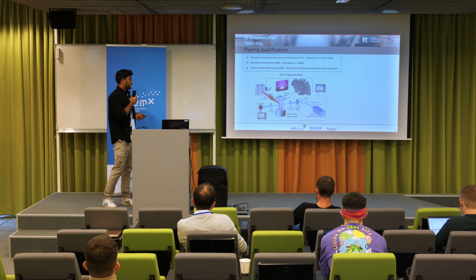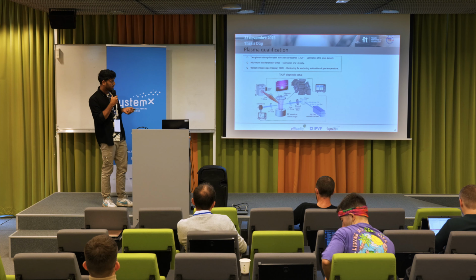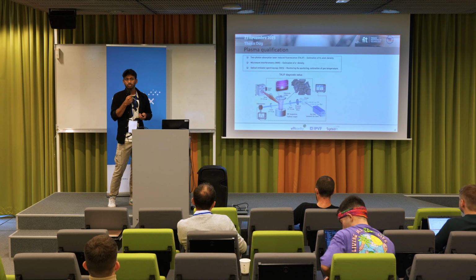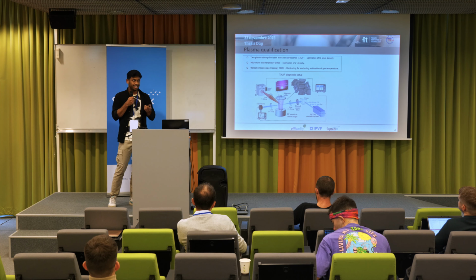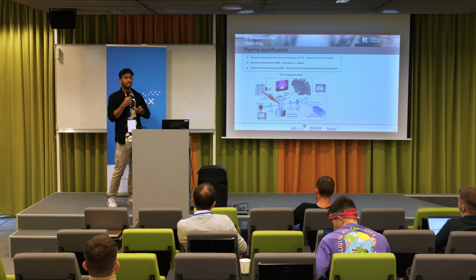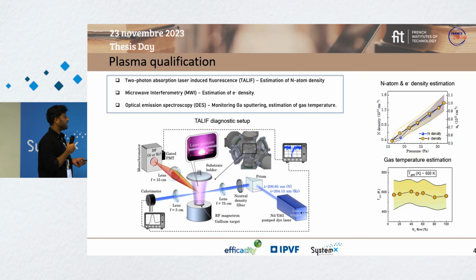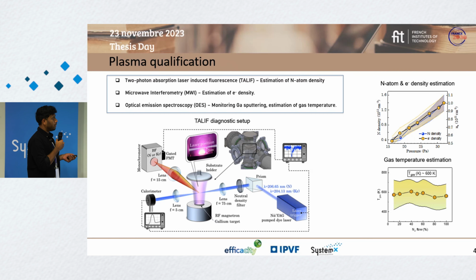And here is the plasma, and we probe a laser on the plasma. And what happens is the nitrogen atoms, which are in their ground state, get excited, and the subsequent de-excitation produces a fluorescence from which we measure the nitrogen atom density. And here is just an example of the nitrogen atom density with respect to a variation in pressure.